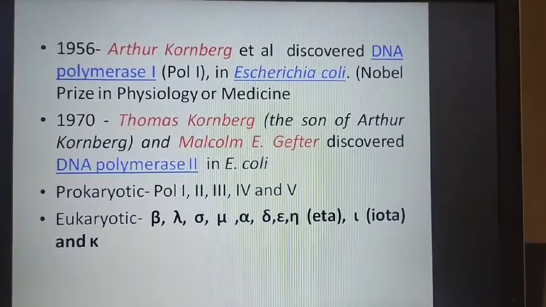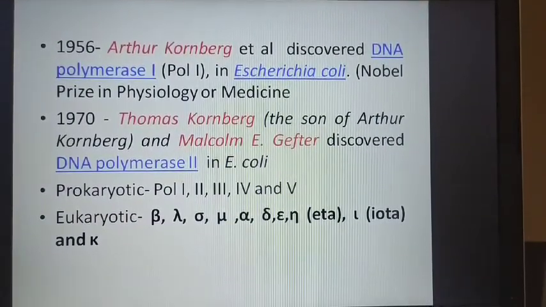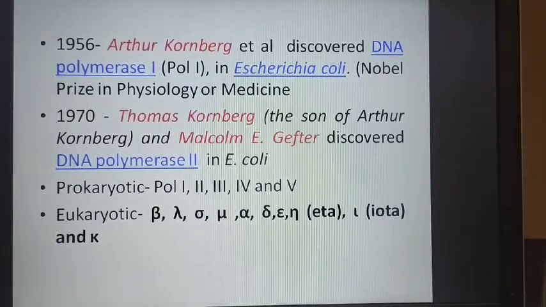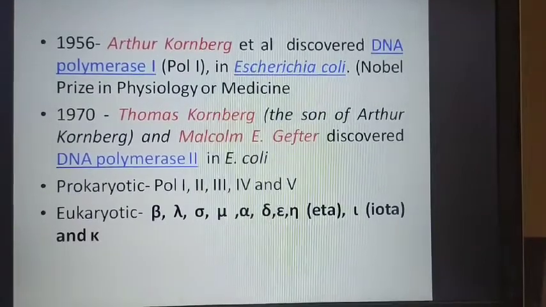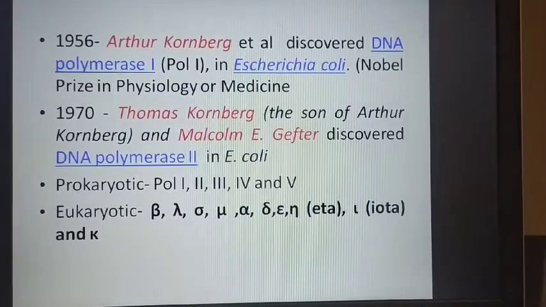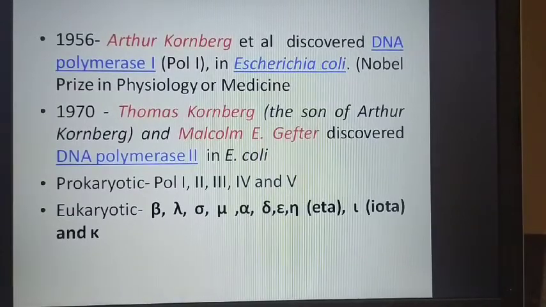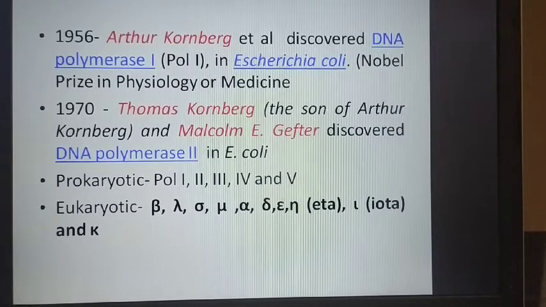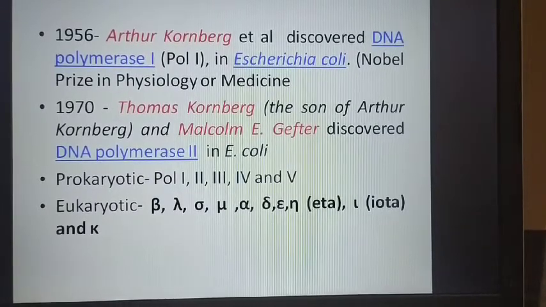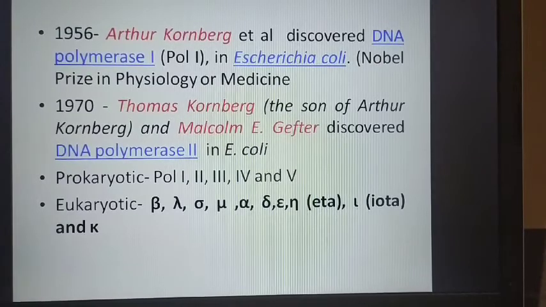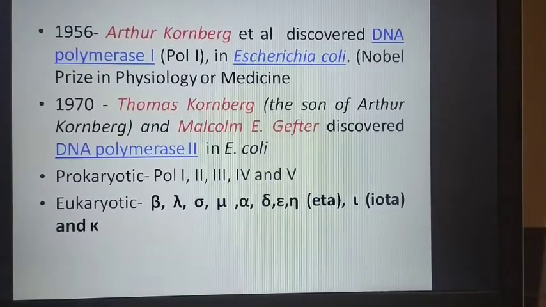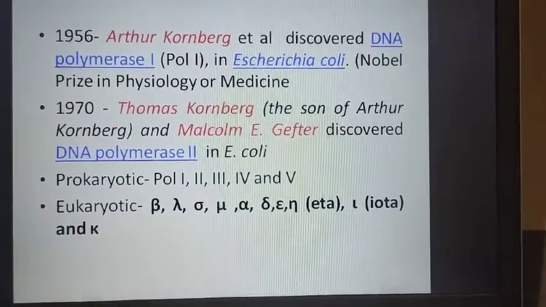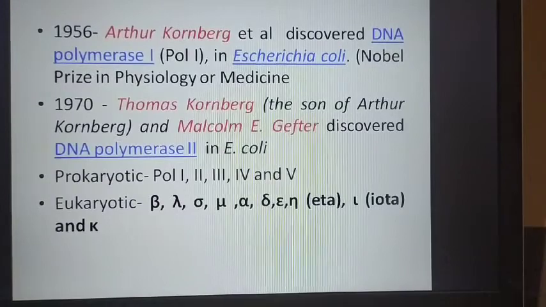Now, coming to the history, in 1956, Arthur Kornberg discovered DNA polymerase in E. coli. It is also called Kornberg's enzyme, and for this he was awarded the Nobel Prize for Physiology and Medicine. In 1970, Thomas Kornberg and Jovin discovered DNA polymerase II in E. coli. In prokaryotic organisms, there are 5 types of DNA polymerases, 1, 2, 3, 4 and 5. In eukaryotic cells, there are 10 types of DNA polymerases named beta, lambda, sigma, mu, alpha, delta, epsilon, eta, iota and kappa.